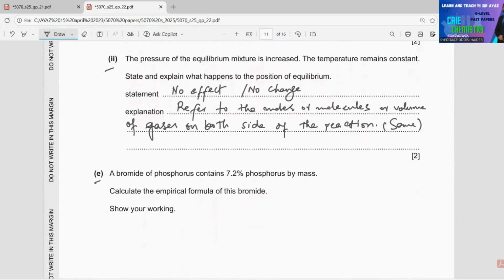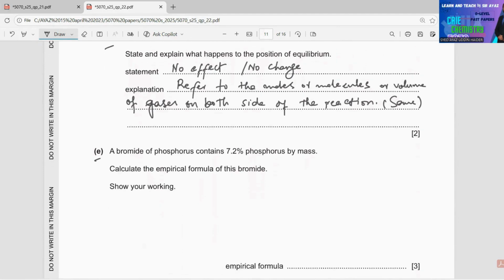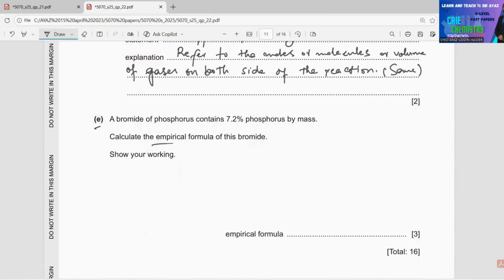Part E, a bromide of phosphorus contains 7.2% phosphorus by mass. Calculate the empirical formula. Now, this is a bromide of phosphorus, which means it contains element phosphorus and bromine. The percentage of phosphorus is given, which is 7.2%. For bromine, I will subtract 7.2 from 100. The answer will be 92.8.